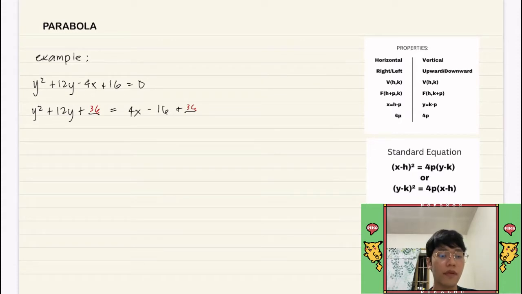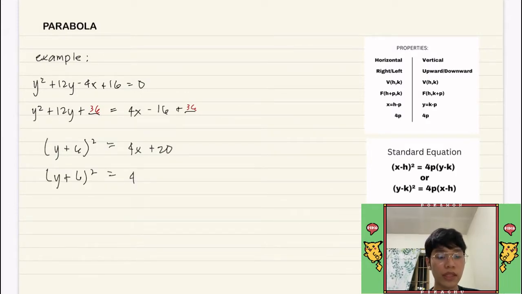We now have y plus 6 quantity squared equals 4x plus 20. Factor out the 4x plus 20. So we now have y plus 6 quantity squared equals 4 times the quantity x plus 5. Given that 4p is 4, 4 divided by 4 equals 1. So p is equal to 1.